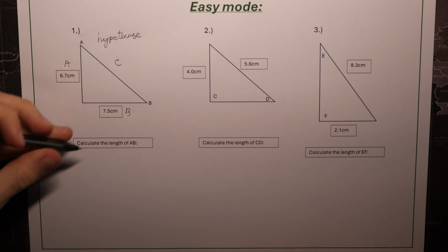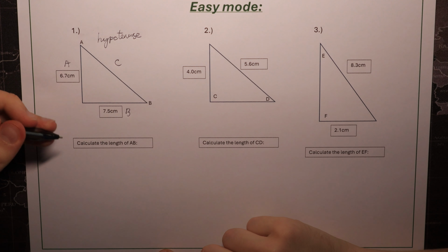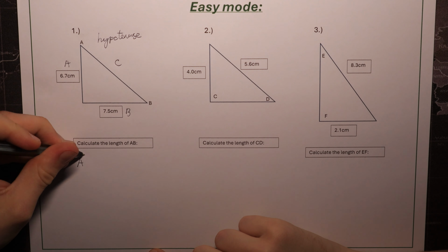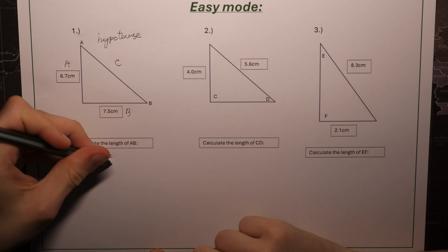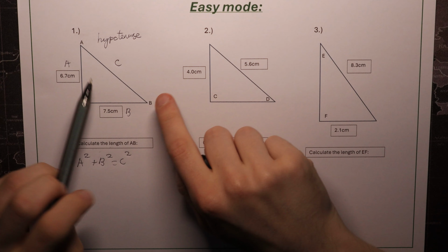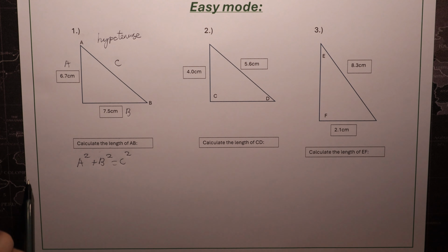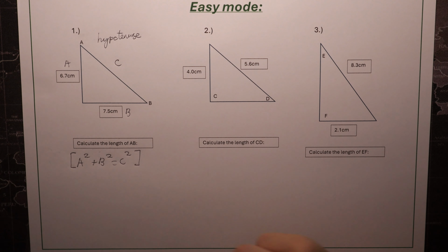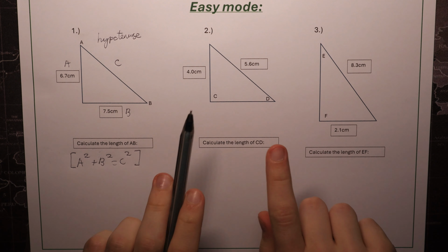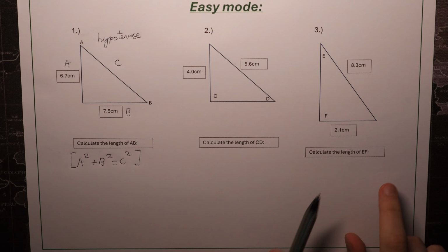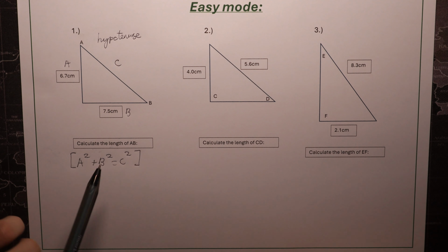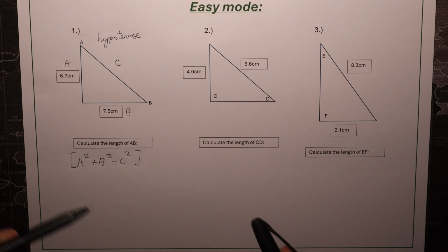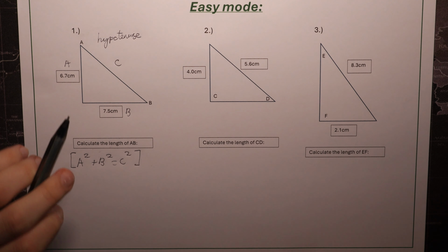What do these 3 variables mean? Well, they are part of the Pythagoras' theorem. A squared plus B squared equals C squared is what we use to find this hypotenuse. So this is the Pythagorean theorem. This is the only thing realistically you need to know, and its rearrangements, which will be used in question 2 and in question 3.